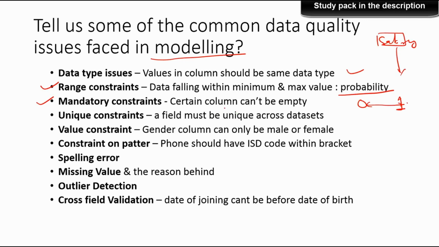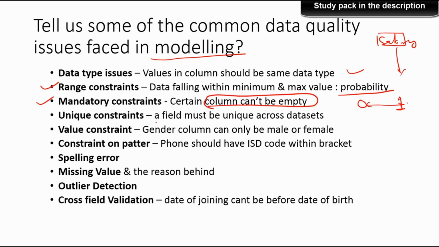Mandatory constraint: in certain variables, they cannot have zeros or empty values. So ensure that it doesn't have a particular value. It could be 0, it could be a certain number, or it could be the case that the column cannot be empty. So that is another important check.